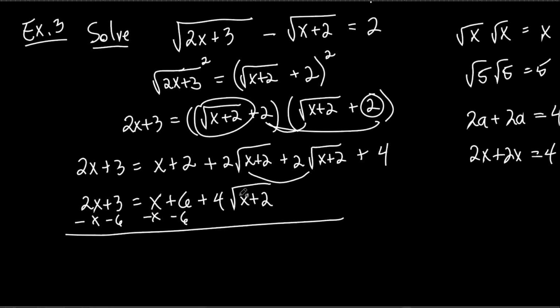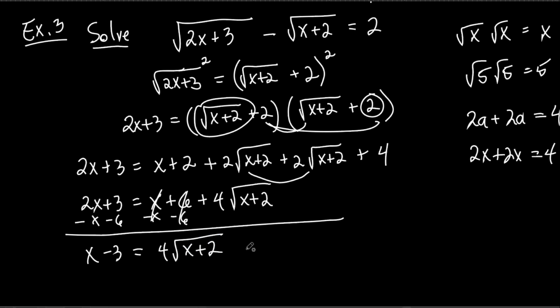Why did I do that? Because I want to get that square root sitting there by itself. What do we get? 2x minus x? That's x. This is minus 3. 3 minus 6 is negative 3. So far, so good. Those cancel out. I'm left with 4 square root of x plus 2.